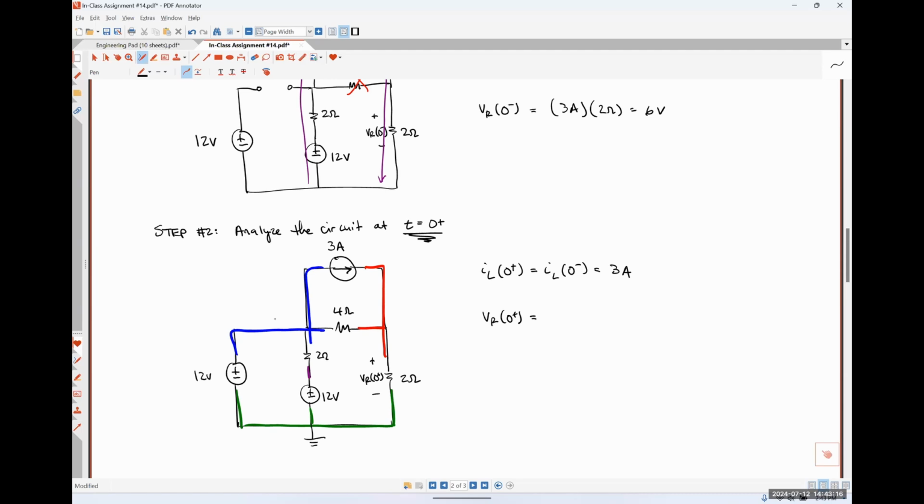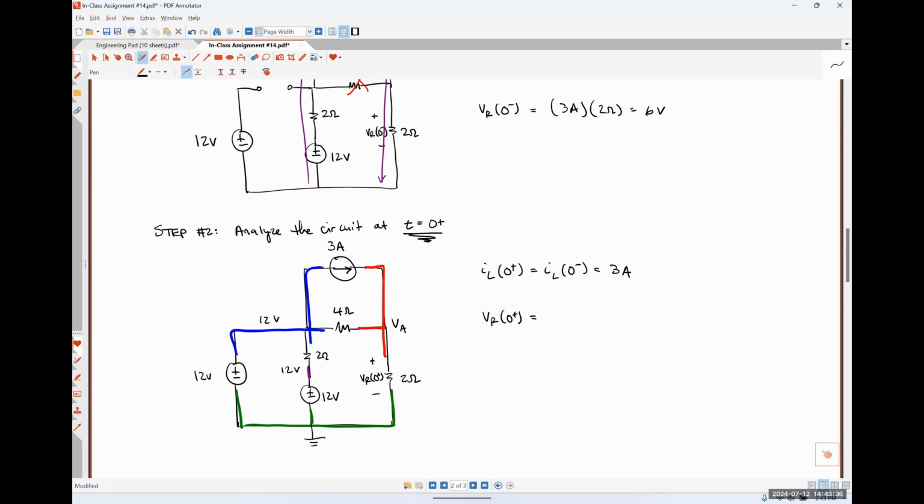Twelve volts. What's the nodal voltage at the purple node? 12 volts. Also 12. So the only unknown voltage is the voltage at the red node. So it's actually not even really nodal analysis.